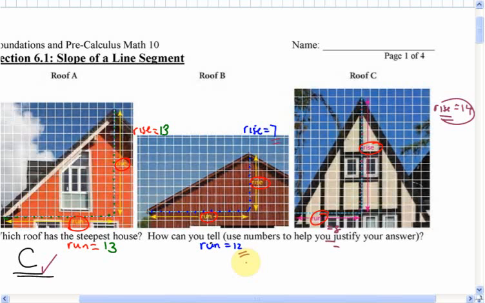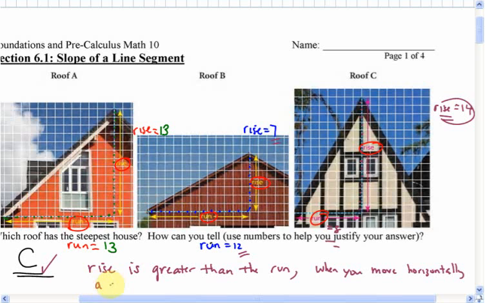Okay, so what about saying something like this? Why is roof C the steepest? Well, you can say that the rise is greater than the run. And what that means is that when you move horizontally a certain distance, the vertical move is much greater. The vertical move is much greater.